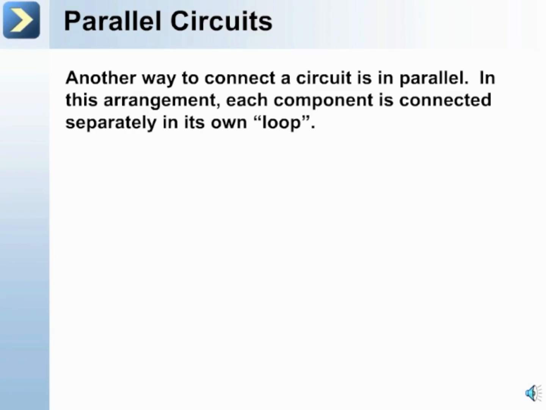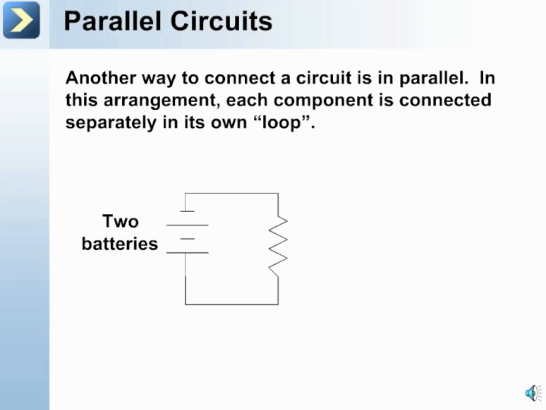So let's talk about parallel circuits. Another way to connect a circuit is in parallel. In this arrangement, each component is connected separately in its own loop. For example, you can have two batteries and then hook up some wires to that. You have a loop with a resistor in it. Then make another loop with a resistor in it. And then you can even make a third loop with a resistor.